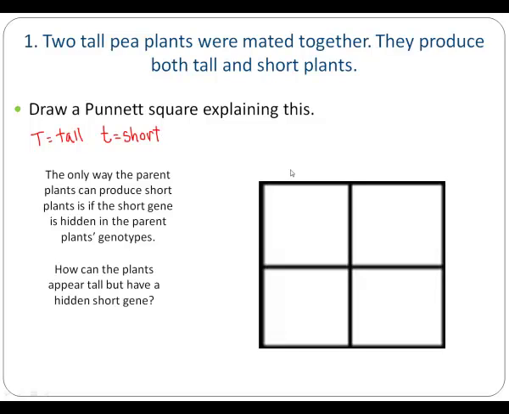The only way it's possible for me to get tall and short plants is if the parents are heterozygous for height. So I got tall homozygous, two tall heterozygous, and one short homozygous plant.